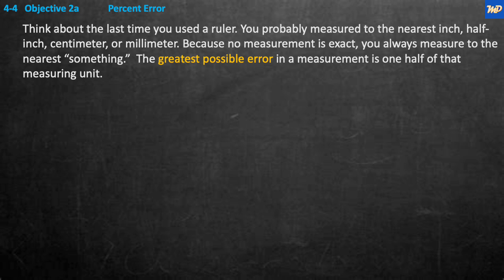So the greatest possible error in a measurement is 1/2 of that measuring unit. So if you're measuring in quarter inches, 1/8 of an inch is your greatest possible error. If you're measuring in millimeters, then 1/2 a millimeter is your greatest possible error.